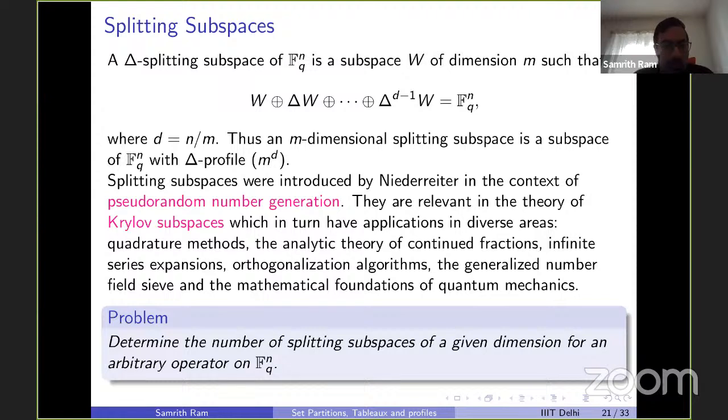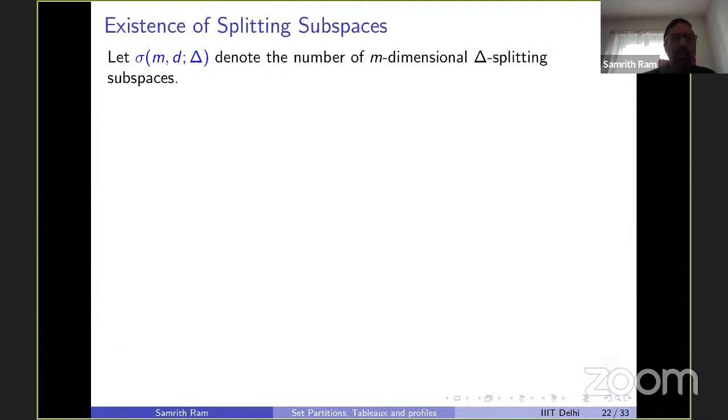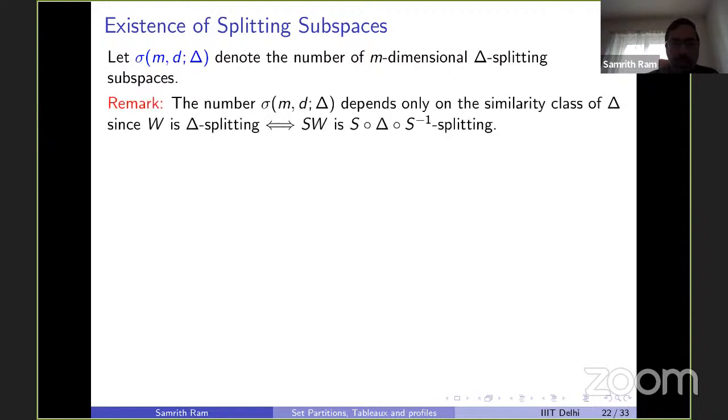All right, so if you are given an arbitrary operator, then one can ask, what is the number of splitting subspaces of a given dimension? So this problem is open, and it's still open. But there are a few operators for which the precise answer is known. So let's assume that the dimension of the vector space is m times d, and let sigma_m(delta) denote the number of m-dimensional delta-splitting subspaces. One can see that this depends only on the similarity class of delta.